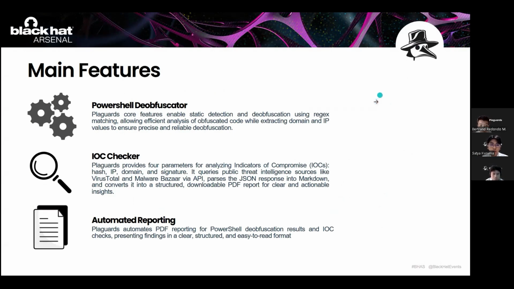The first one is the partial obfuscator, which enables static detection and deobfuscation using regex meshing, which allows analysis of the obfuscated code while extracting domain and IP address values, and provides precise and reliable deobfuscation.